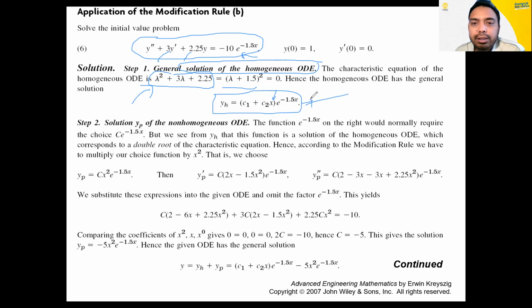Okay, so we get this one, and then the second step is to find the solution for the non-homogeneous ODE. In that case, we need the method of undetermined coefficients. We do that by taking a look at the R(x), this one over here. We can go to the table.